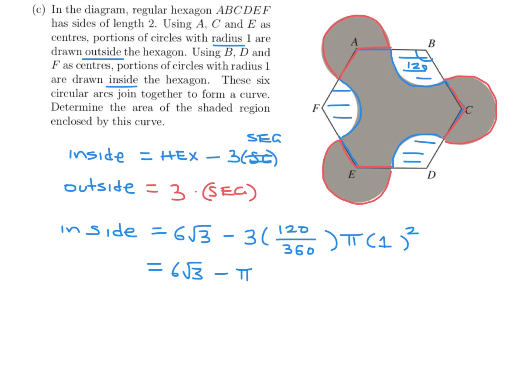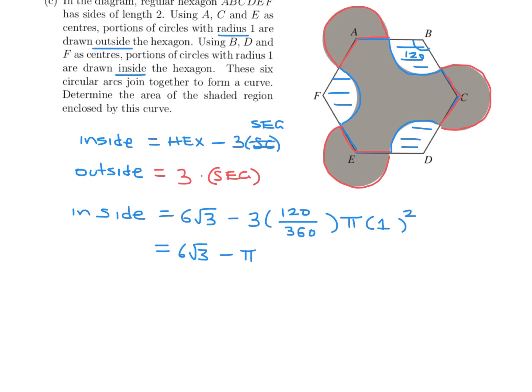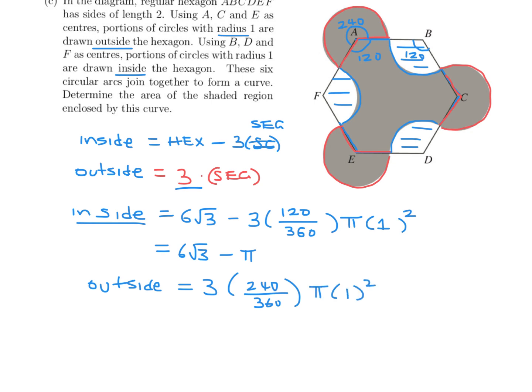That takes care of the inside. Now the outside, it's going to be similar in some ways. Now we have to figure out this angle. Well, the internal angle is 120, so the external angle is 240. So now we've got 3 of these guys, and each segment is going to be 240 of the 360 degrees of pi r squared, where r is 1. Radius is 1.